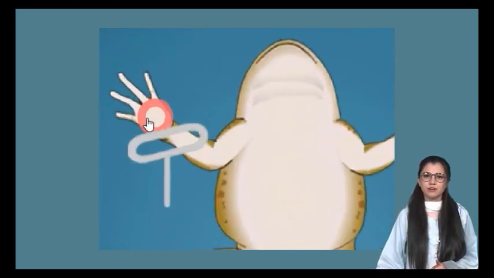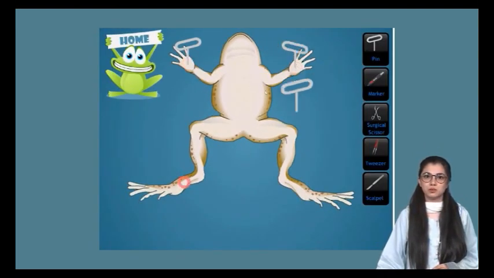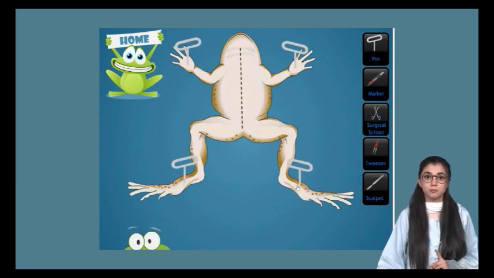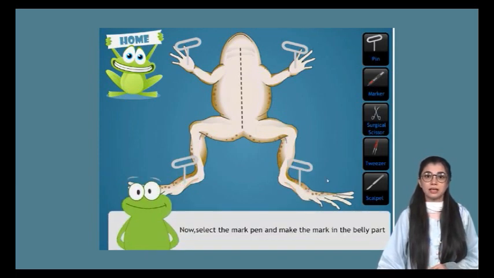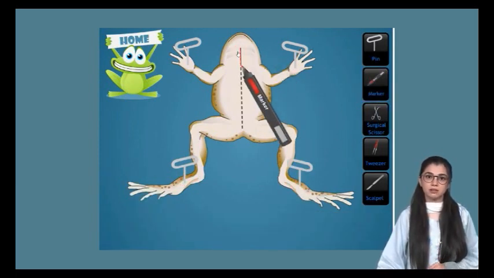Before dissection, I will tell you about some precautions, and you must follow these precautions. These are the dissecting tools that you will use. These are dissecting pins, scalpel, dissecting scissors, marker, and a tweezer. You will also use an apron, goggles, and gloves. Let's start. First, you're going to pick the pin tool. Click on the red circle to pin it up. Now, select the mark pen and mark the belly part.